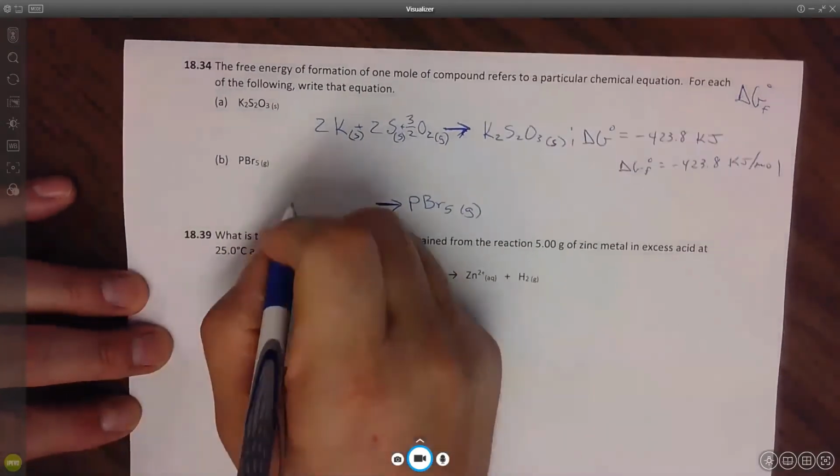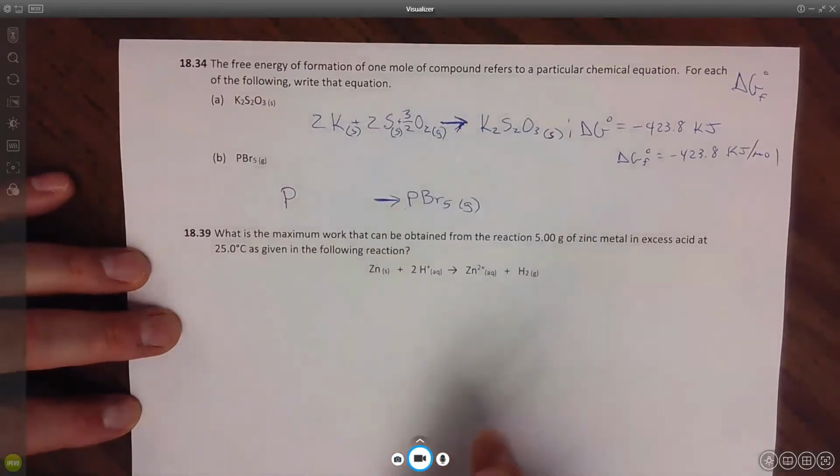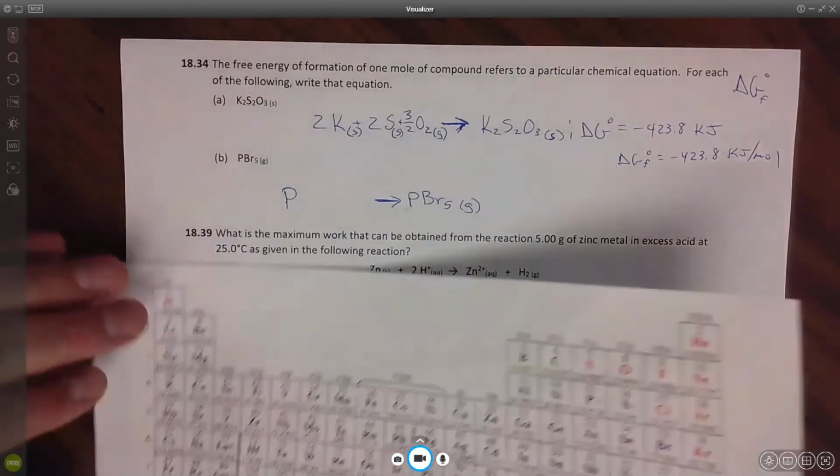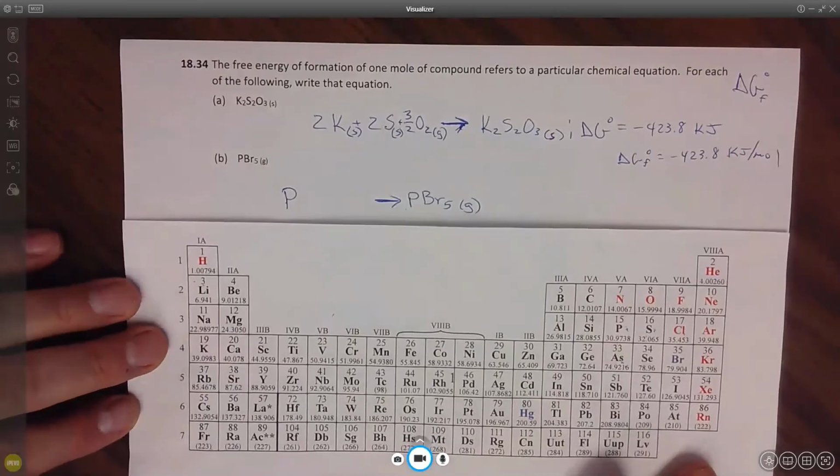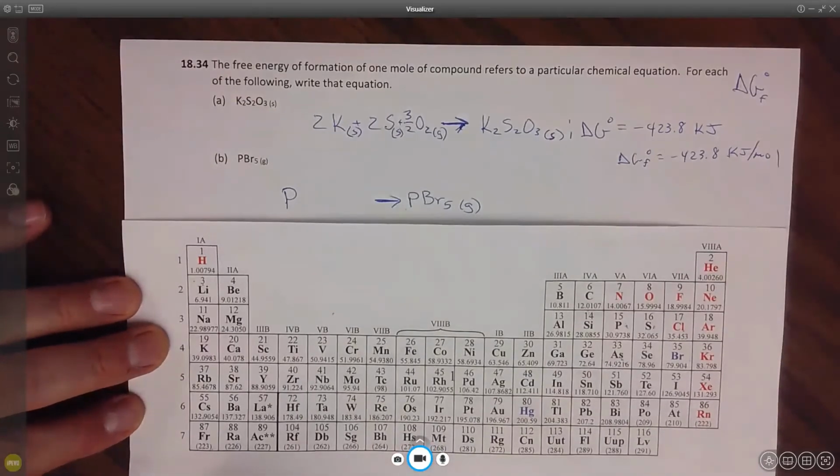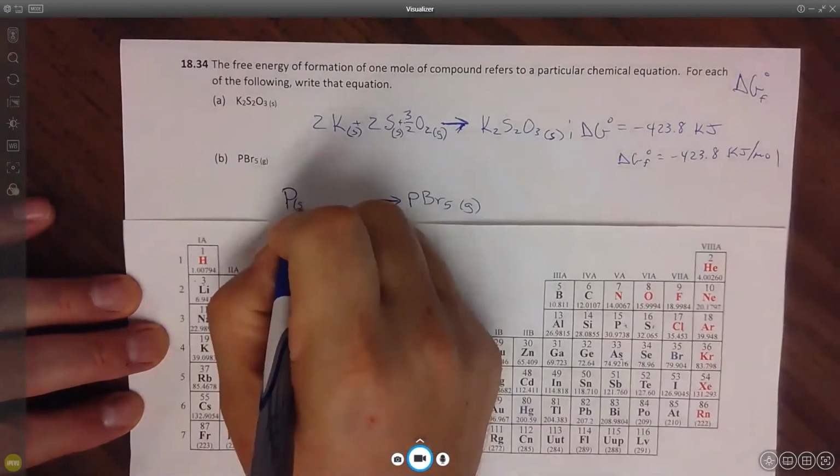P. Okay, is that monatomic? Yes. Sorry, let me do this for you. So that is monatomic. And what phase label is it going to get? Solid. It's black. It's going to be a solid.